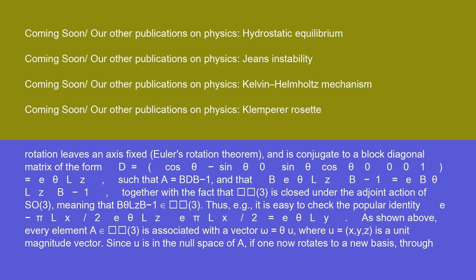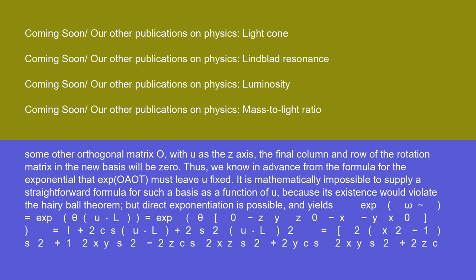As shown above, every element A of so(3) is associated with a vector ω = θu, where u = (x, y, z) is a unit magnitude vector. Since u is in the null space of A, if one now rotates to a new basis through some other orthogonal matrix O, with u as the z-axis, the final column and row of the rotation matrix in the new basis will be 0. Thus, we know in advance from the formula for the exponential that exp(OAO^T) must leave u fixed. It is mathematically impossible to supply a straightforward formula for such a basis as a function of u, because its existence would violate the hairy ball theorem.